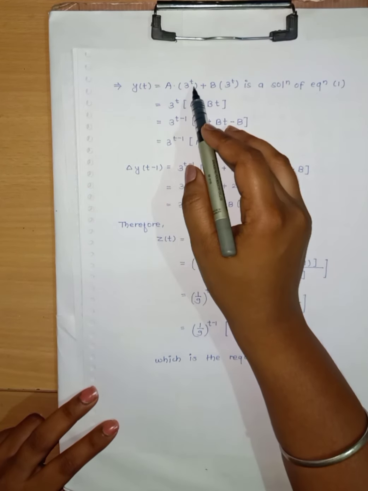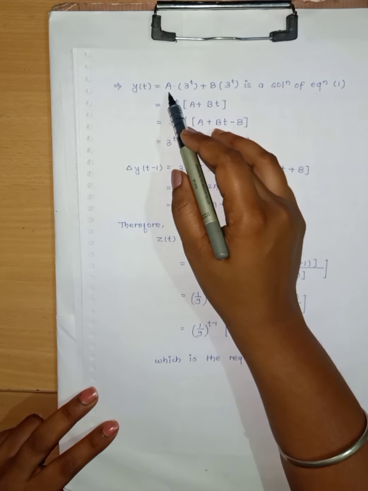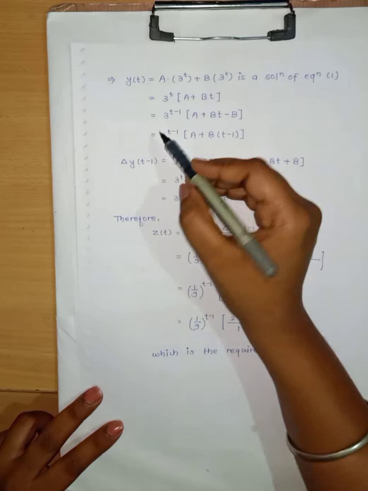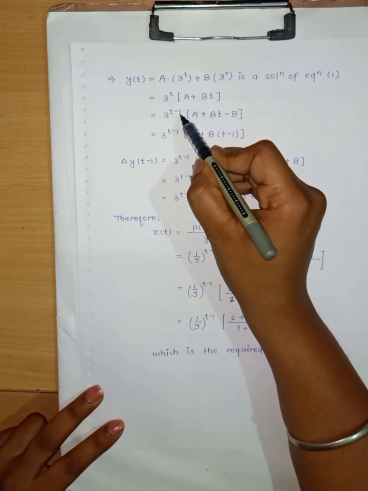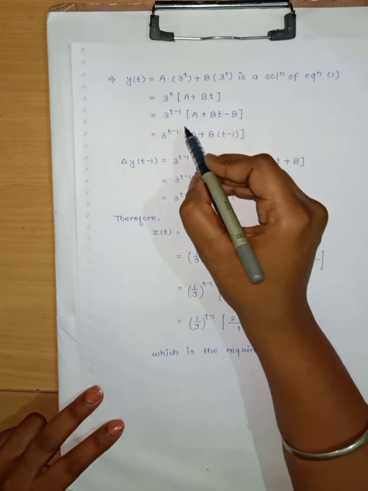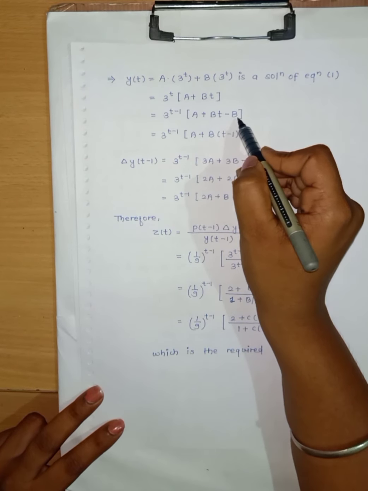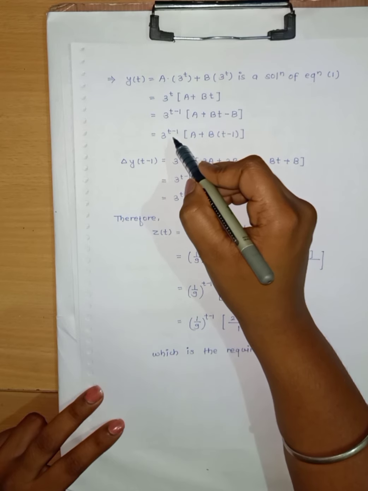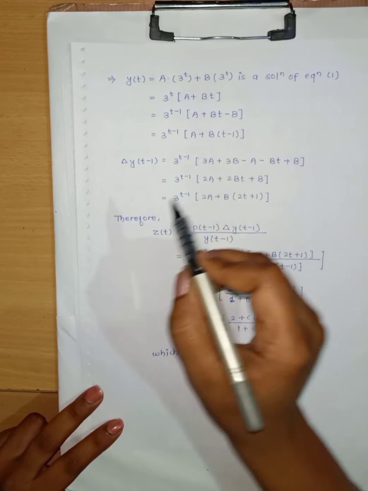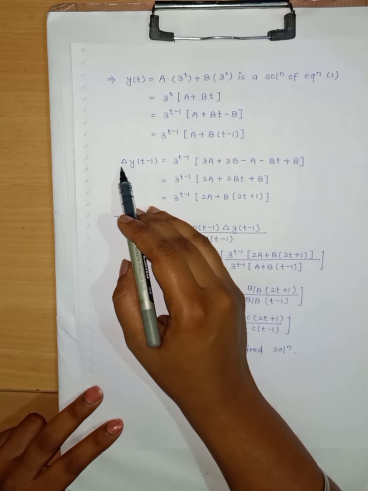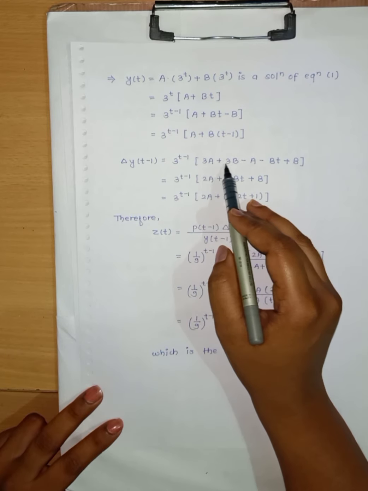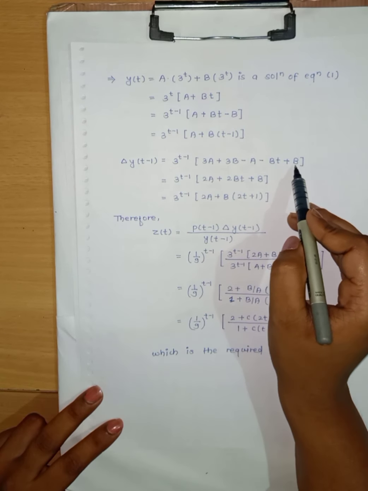So that is equal to 3 to the power t common, then a plus b into t, which equals 3 to the power t minus 1, and we will take 1 b here, a plus bt minus b. So equals 3 to the power t minus 1 times a plus b into t minus 1. Therefore, applying delta y of t minus 1 equals 3 to the power t minus 1 times 3a plus 3b minus a minus bt plus b.